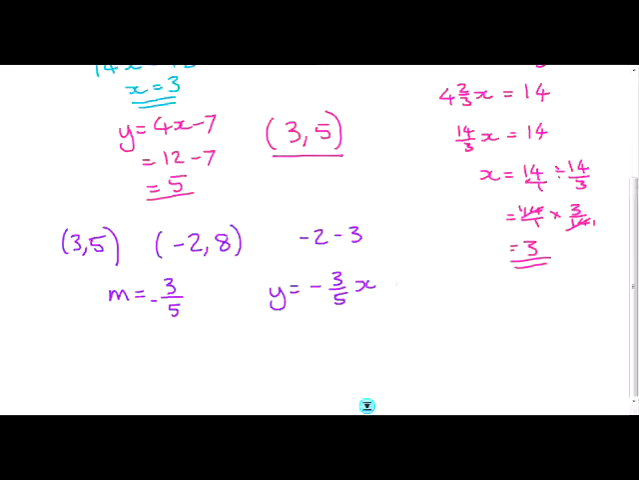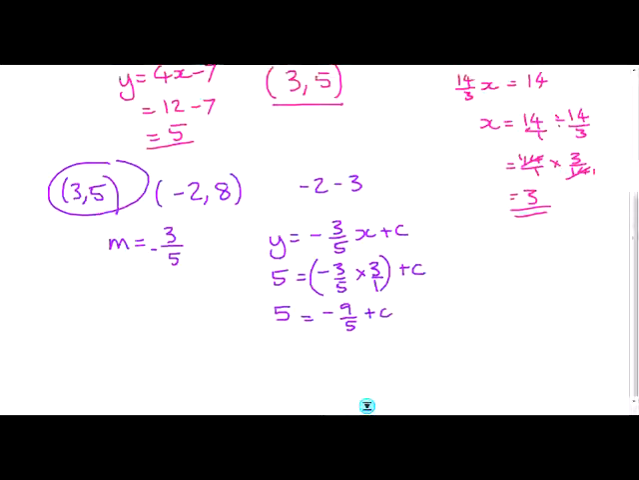Now the equation of the line, let's use this one. I think this one's going to work a bit nicer. So 5 is equal to minus 3/5 times 3. Let's make that a 1. I'm sure you'll be happier doing that. So that's going to be minus 9/5 plus c.